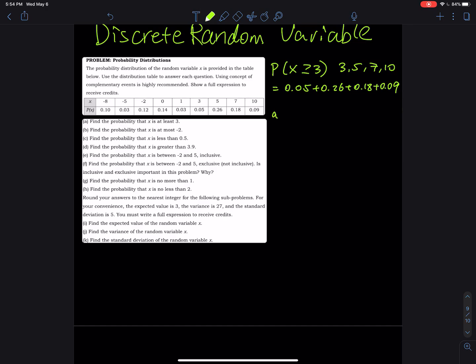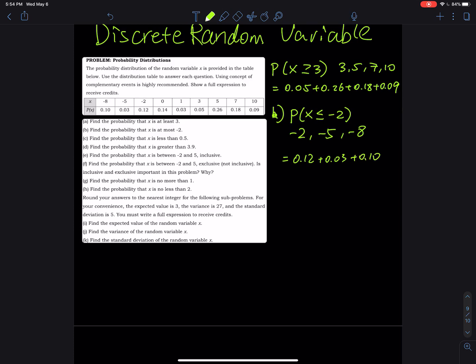And then B, we have probability at most -2. So X is less than or equal to -2. So you have to take -2, -5, and -8. The probability is 0.12 plus 0.03 plus 0.10.